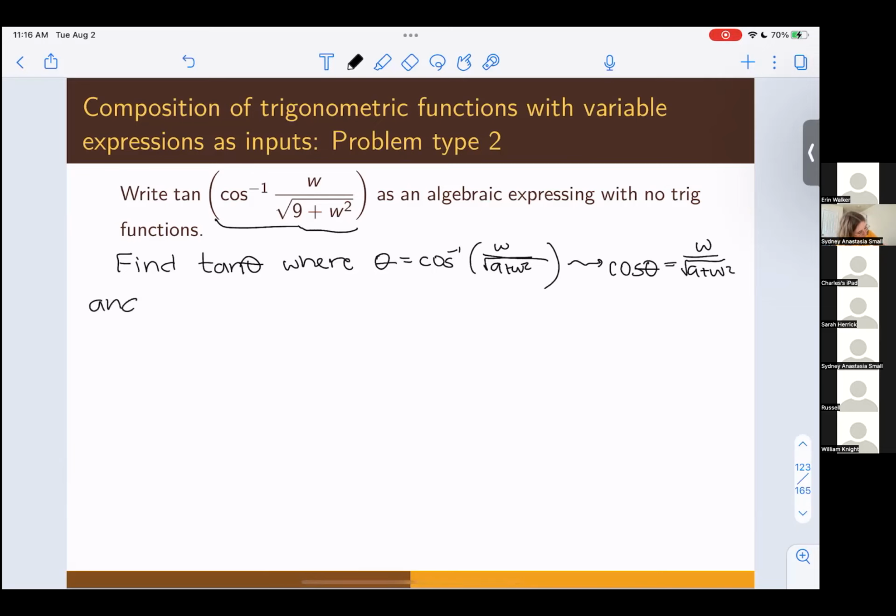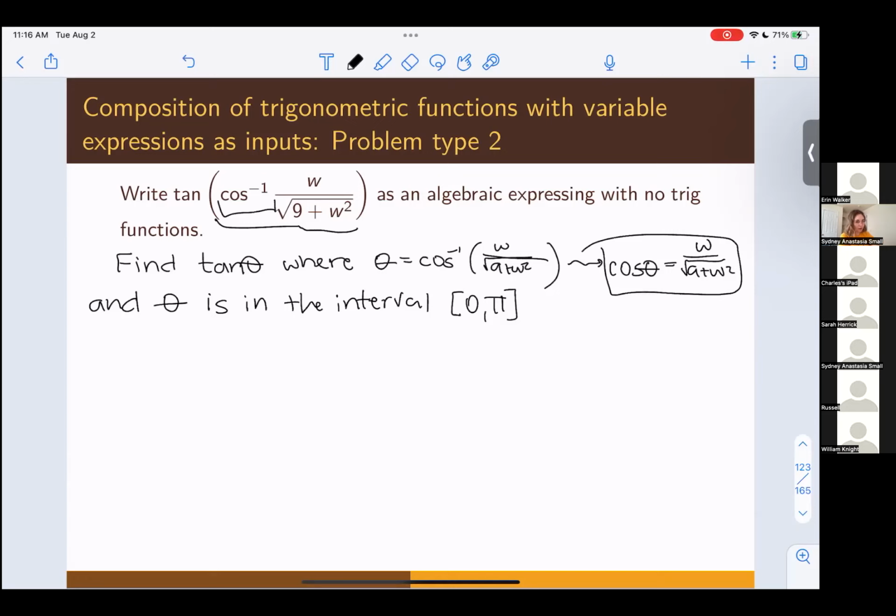And also, my angle theta is in what interval? Well, I am working with the inverse cosine function, whose range is only defined from 0 to pi. The inverse cosine function will never give me an angle outside of that range. As such, whatever theta is will be in either quadrant 1 or 2, i.e. within 0 to pi. So let's draw a picture.